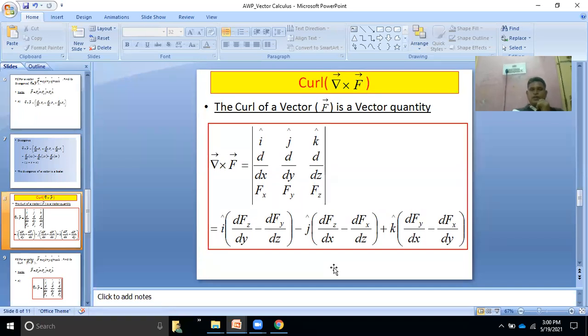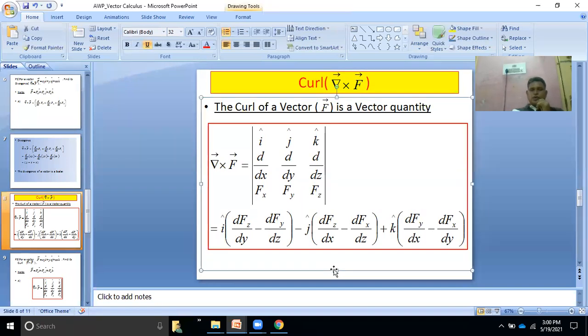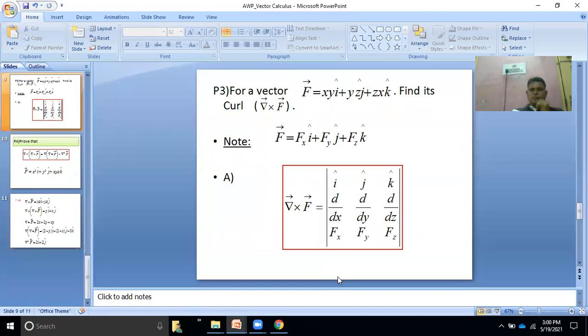Now we'll take one simple problem and try to solve it. Let us assume we have a vector f, which is xy i cap plus yz j cap plus zx k cap. Find its curl, that is, del cross f. Now, can anybody solve this problem?